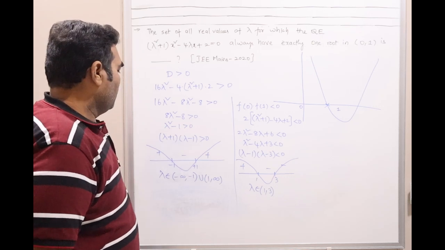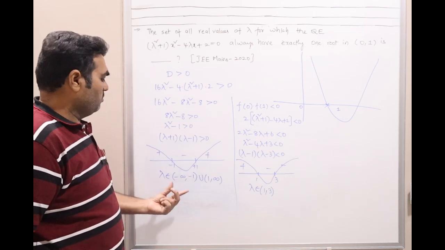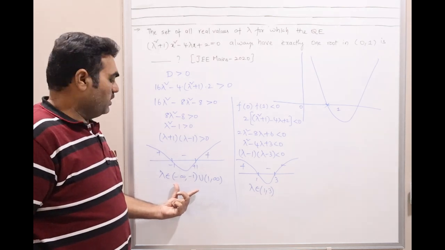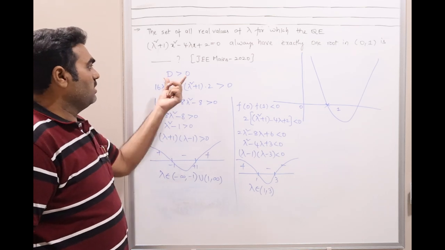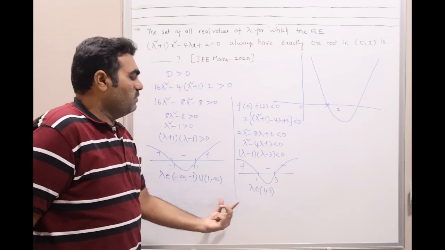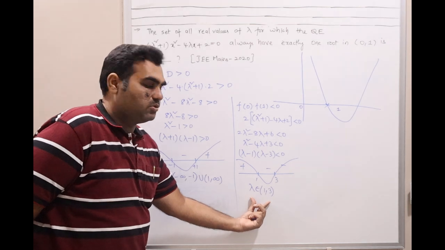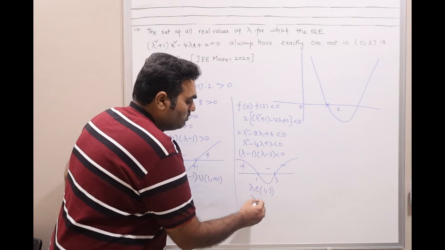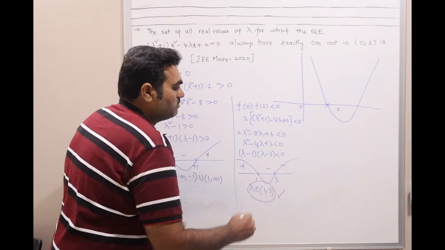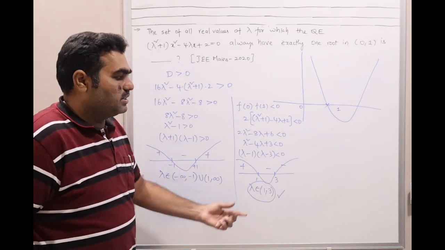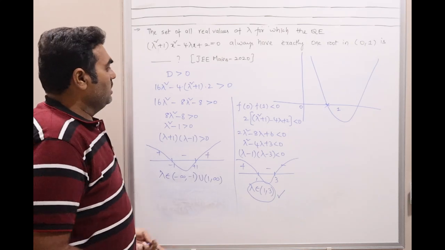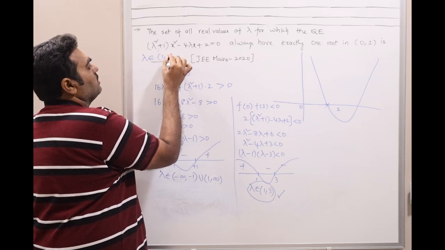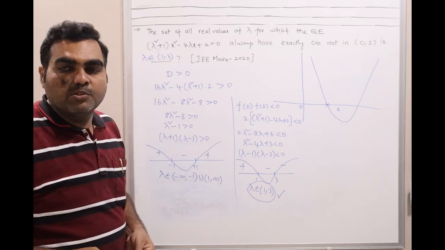So what we got here: by applying the discriminant condition we have this set, and now we have this set, lambda belongs to (1, 3). Now what is common between these two? What is the intersection? This one. Hence this is the answer. So the answer is lambda belongs to (1, 3). I hope you get it.